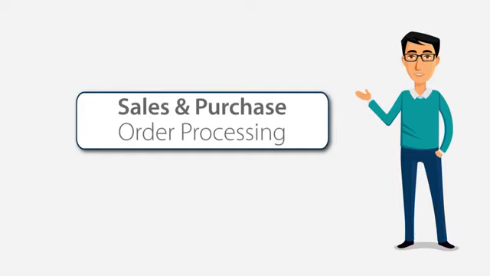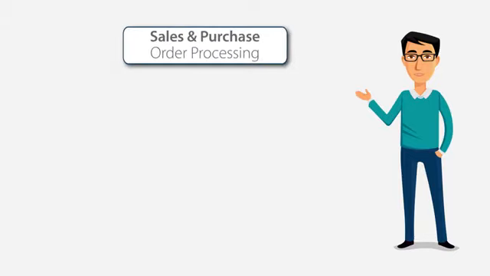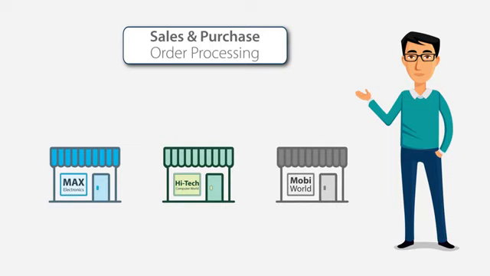In this session, you will learn about sales and purchase order processing in Tally ERP 9. The order processing cycle differs from business to business. Sometimes the same organization may follow a different process at different times for different products and parties, or a completely different cycle for purchases and sales.